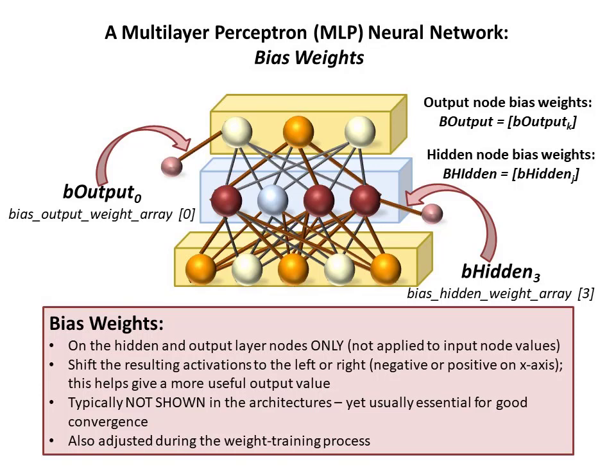The indices for the bias nodes are the same as the indices for each layer, so we run from 0 up through j for the bias nodes that contribute to the hidden nodes, and 0 up through k for the bias nodes contributing to the output nodes.